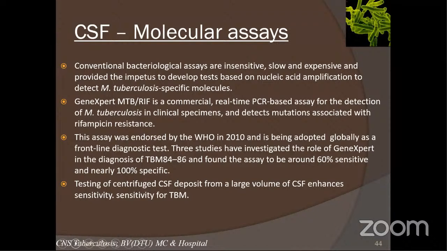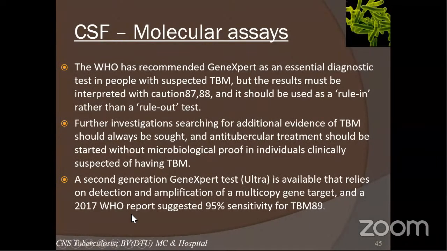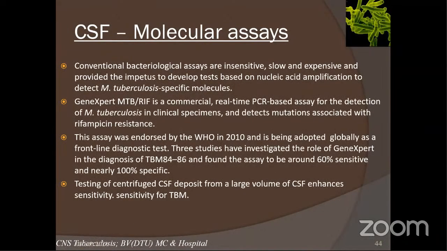Three studies have investigated the role of GeneXpert in the diagnosis of TBM and found the assay to be around 60% sensitive, nearly 100% specific. That means if it is positive, no doubt TBM is there. If it is negative, 40% of the time you may have to look for other evidence, because that doesn't rule out tuberculosis. Testing of centrifuged CSF from a large volume of CSF enhances sensitivity to almost about 80%. So we have to have a large sample, and it has to be centrifuged.